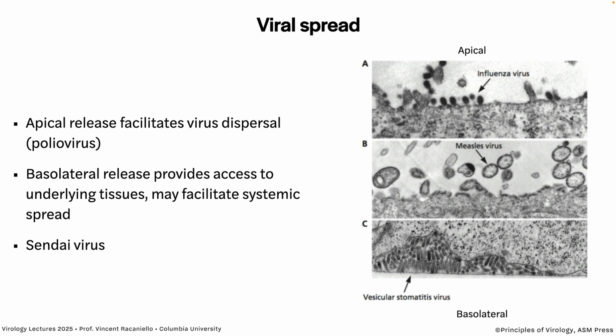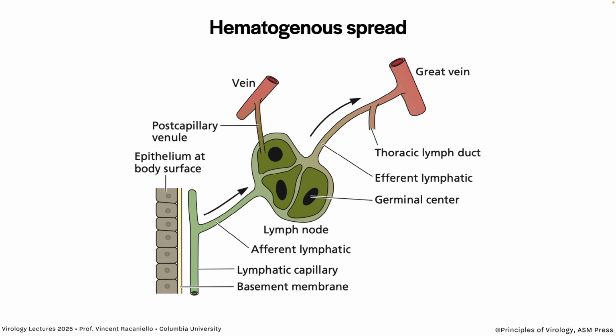So to spread, you not only need to get out through the basement membrane, but you need to be released from the basolateral surface as well. Okay, so here is our epithelium that the viruses are in. This could be respiratory or alimentary tract, doesn't really matter. Here's our basement membrane. So viruses are infecting the epithelium and they're causing inflammation, and the basement membrane is compromised and the viruses pass through the basement membrane.